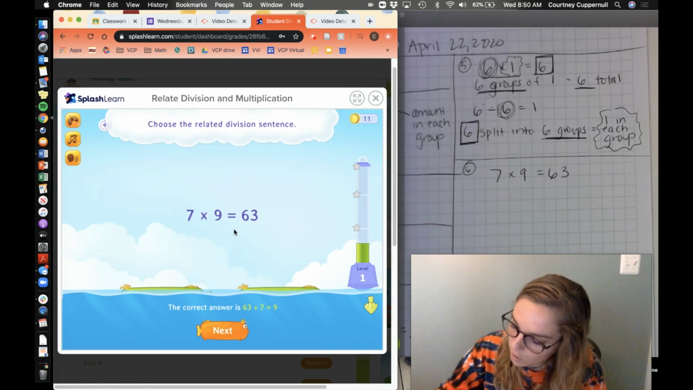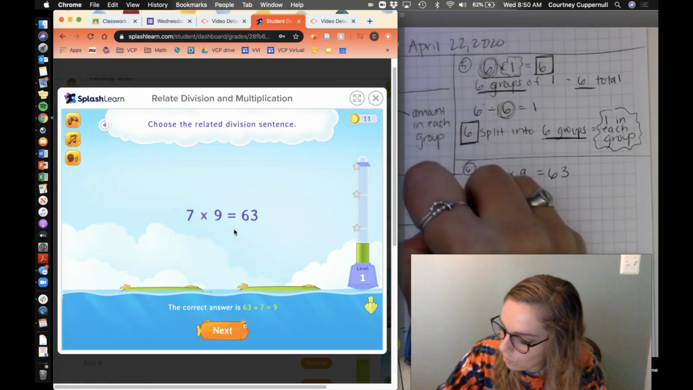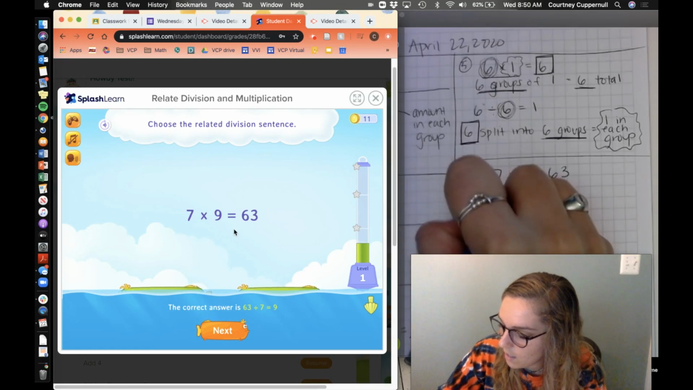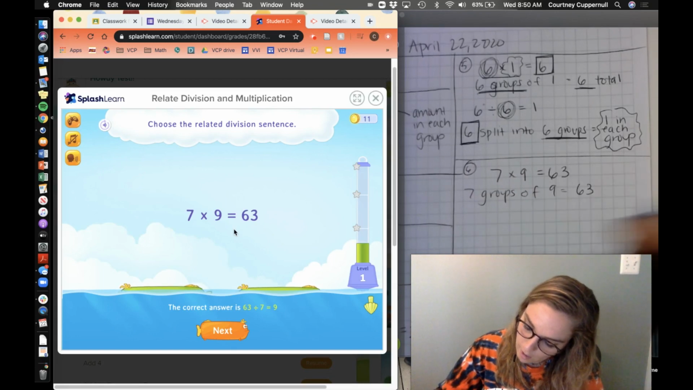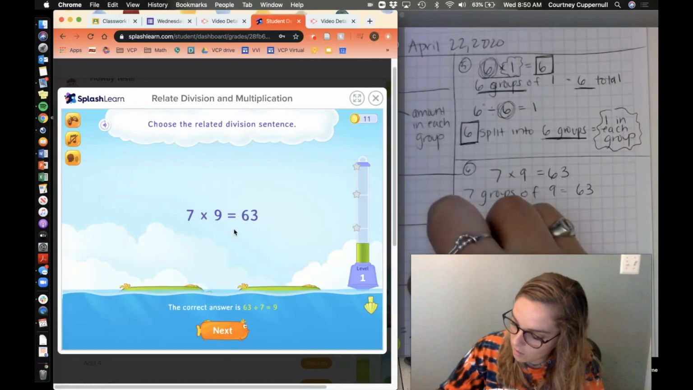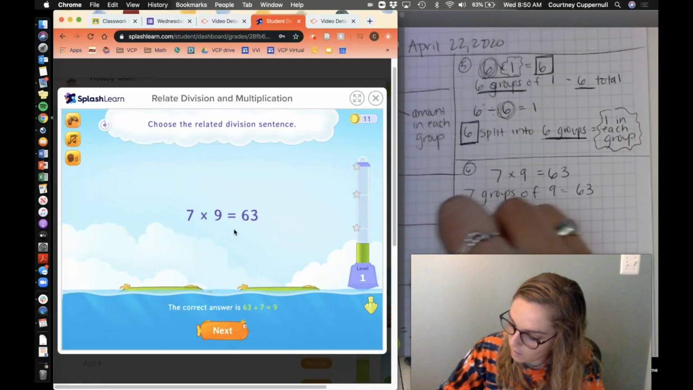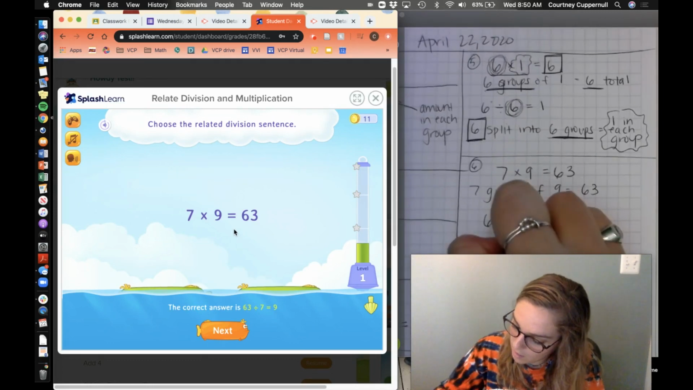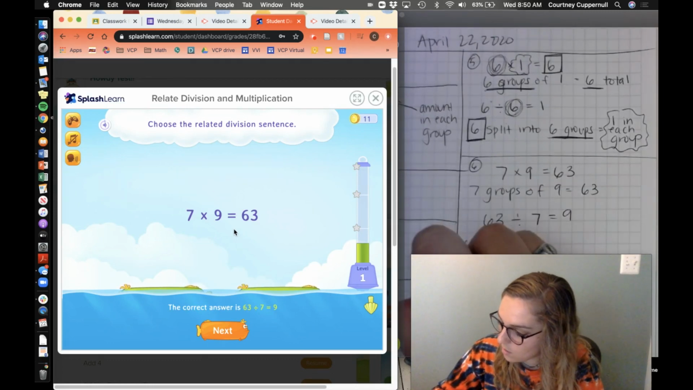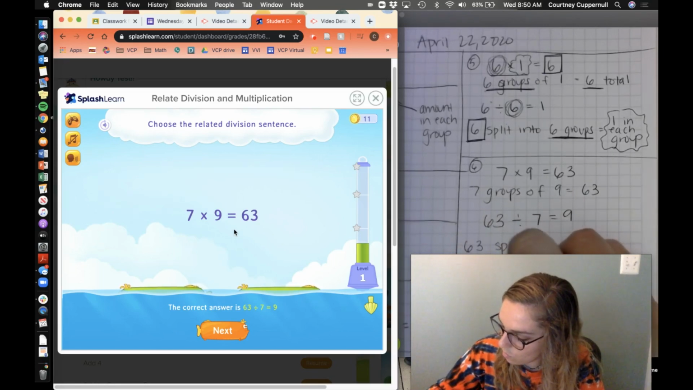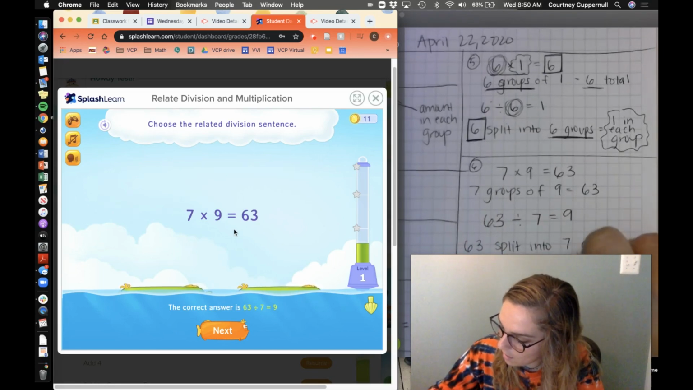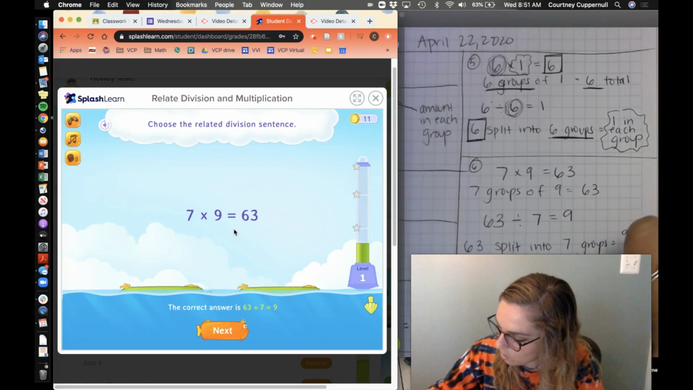So again, what I'm going to do is I'm going to write it in words. 7 groups of 9 equals 63. Now I'm going to write the correct equation that they give me, which is 63 divided by 7 equals 9. And I'm going to say 63 split into 7 groups equals 9 in each group.